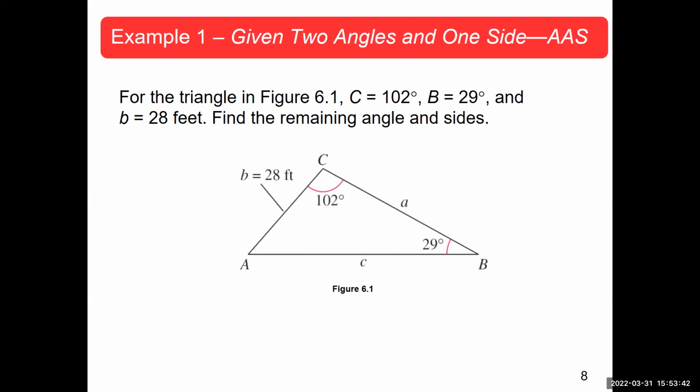On the same page, example. We have a triangle. They give us the angle C equal 102, angle B, 29. And they give us one edge, 28 feet. So we have what? 3 given values. What is unknown? The small c is unknown. The angle A is unknown. The edge A is unknown.